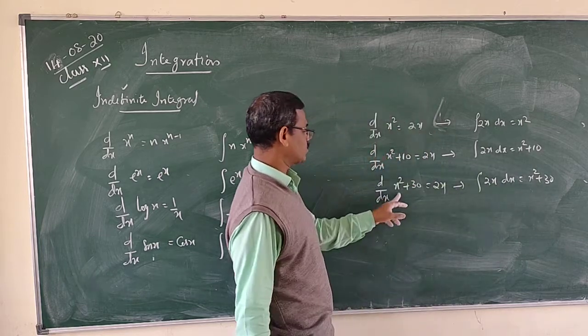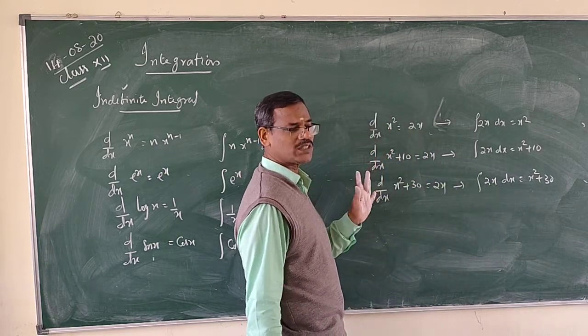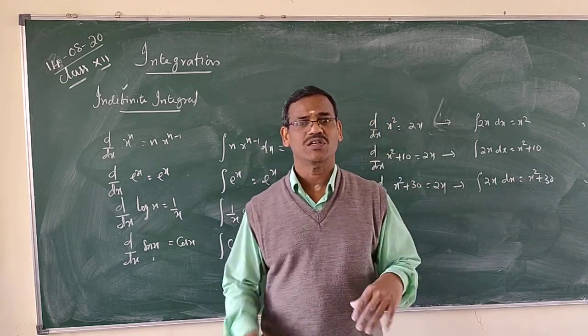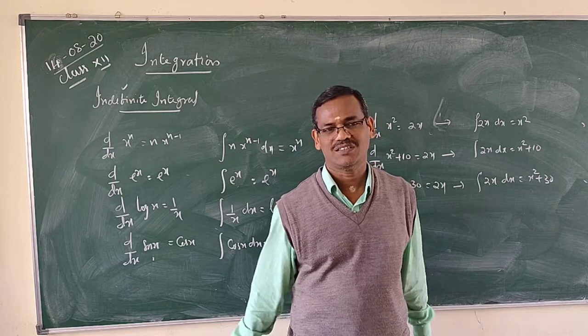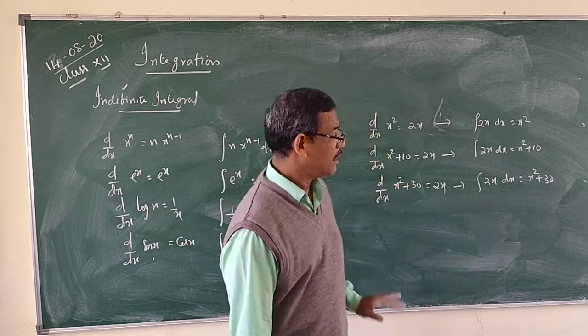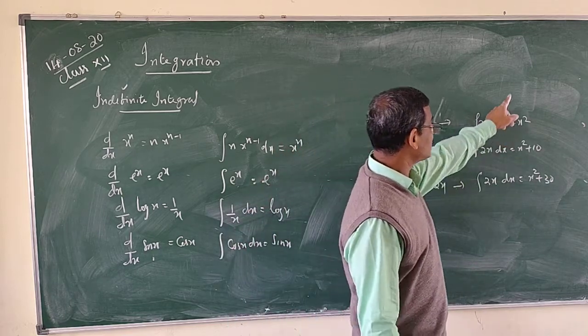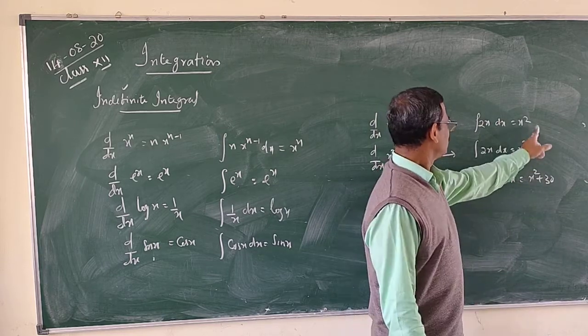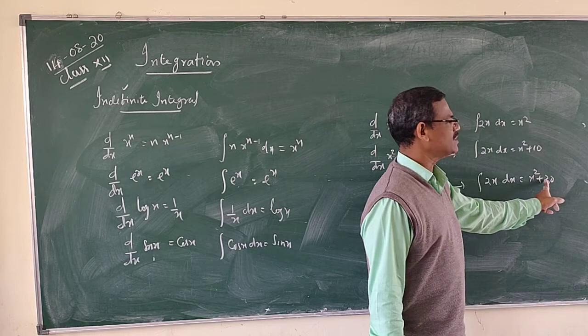In the same way, d by dx of x square plus 100 is also 2x. So the integration answer is not unique. Infinite number of answers are there. That is the one difference here. But these answers differ by only a constant: x square plus 10, x square plus 30.